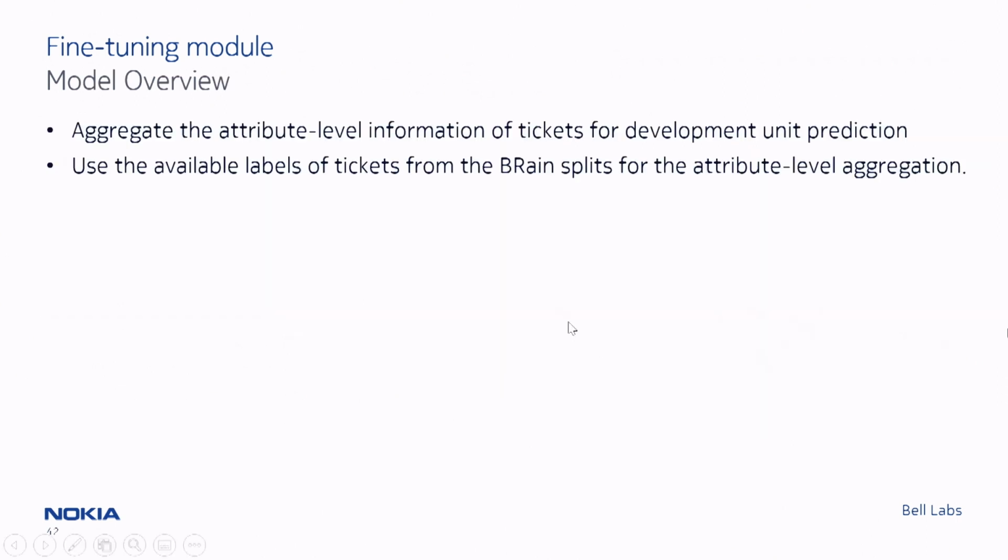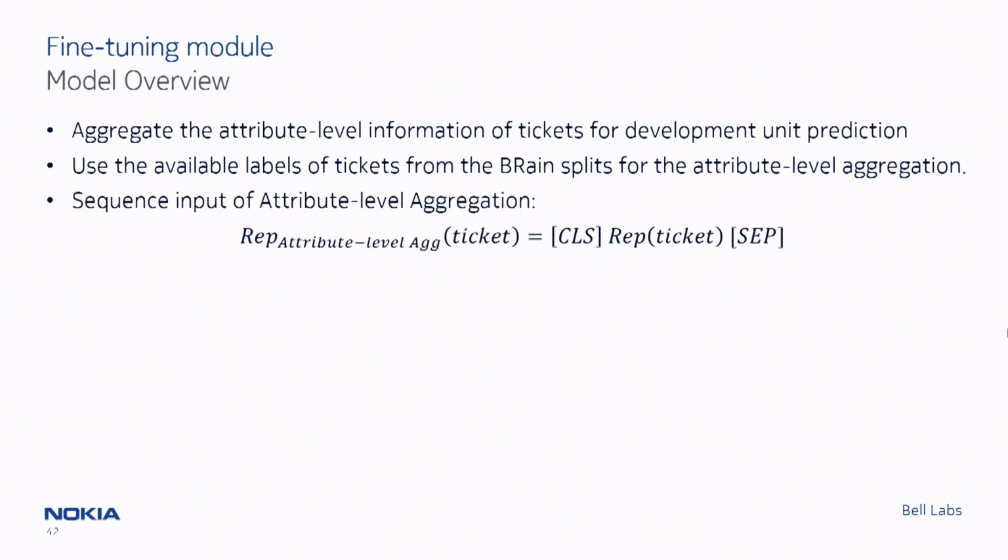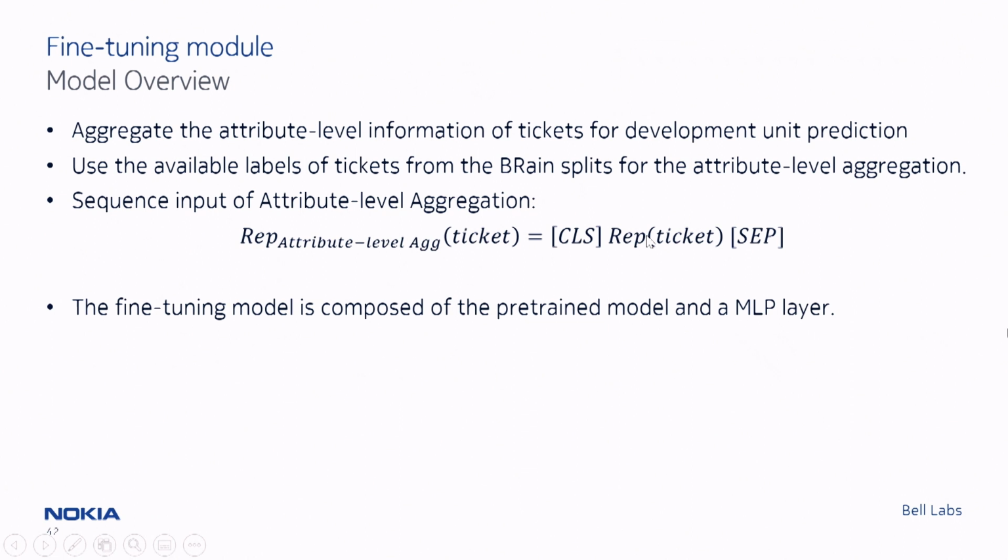For the model overview, we want to aggregate the attribute-level information of tickets to predict the development unit. Here we use the available labels of tickets from the training split for the attribute-level aggregation. This is similar to using, for example, BERT for spam detection or any downstream tasks. So we add the special tokens of BERT with the representation of the ticket.